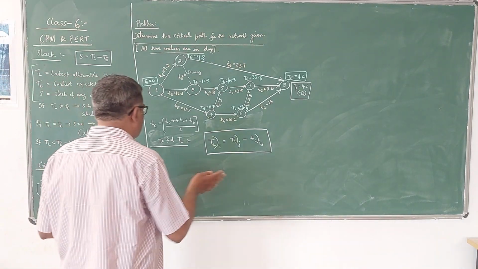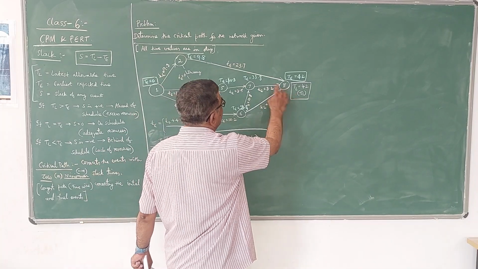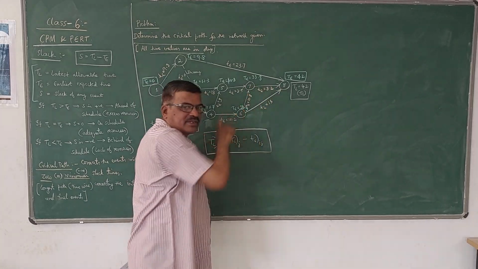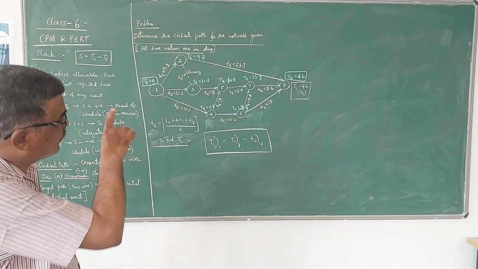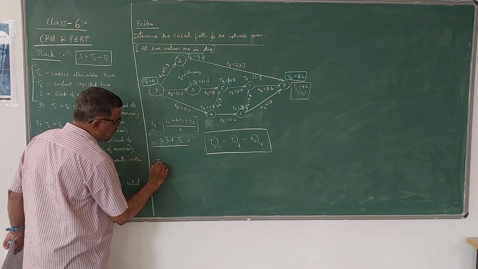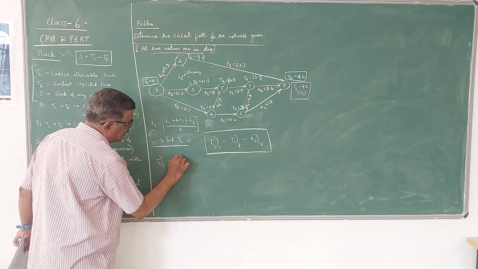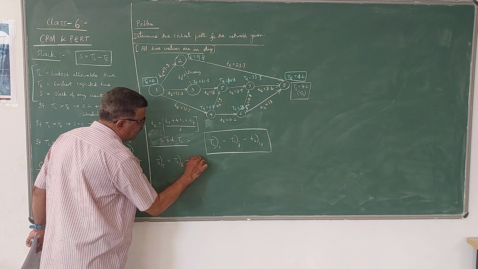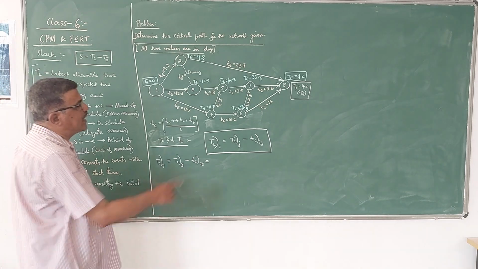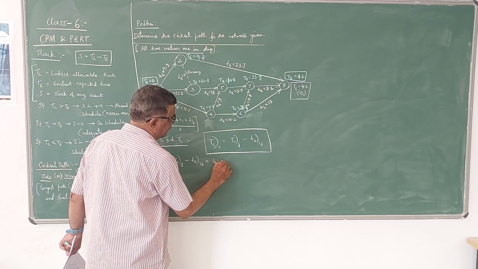Now here we have to move backwards. If you take 7-8, then j becomes 8, i becomes 7. Correct? I have to move against the arrow direction, backwards. So TL7 is equal to TL8 minus t78. Correct? Got it? Now here TL8 is 42 minus t78 is 8.8.